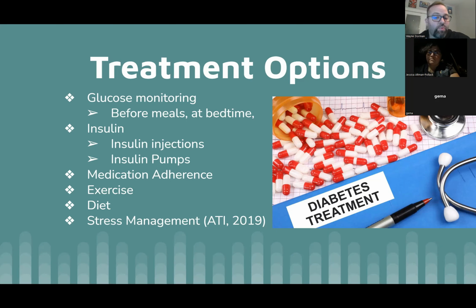Stress management is very important for diabetes maintenance, and it's actually been shown that stress hormones increase blood glucose levels. So managing stress is also a very important treatment option.